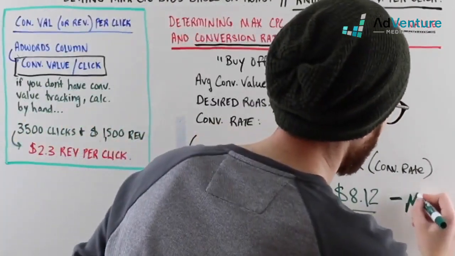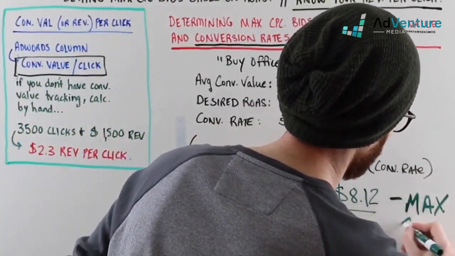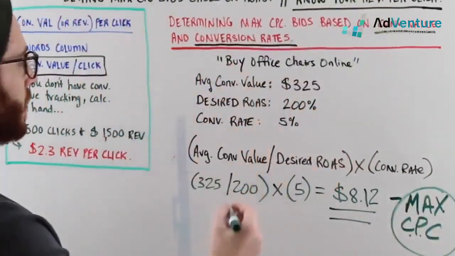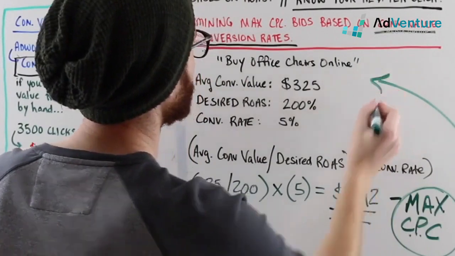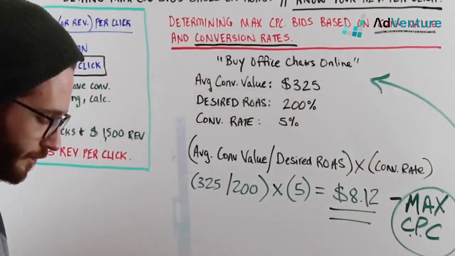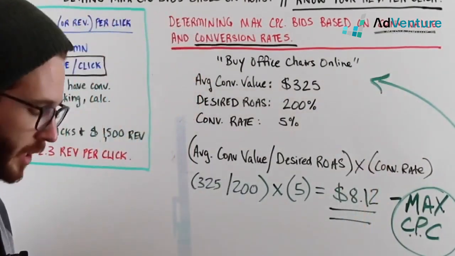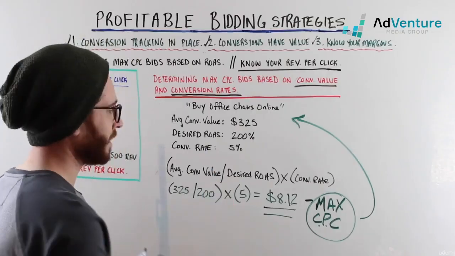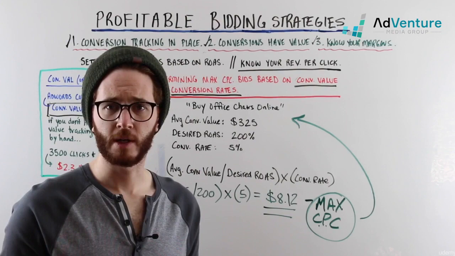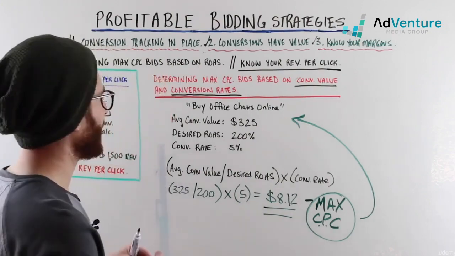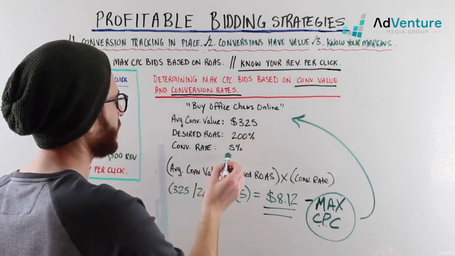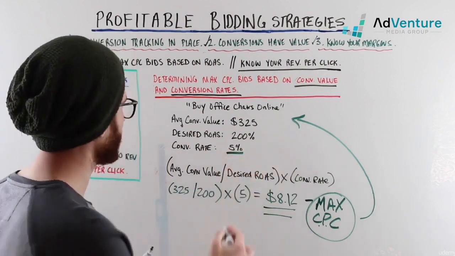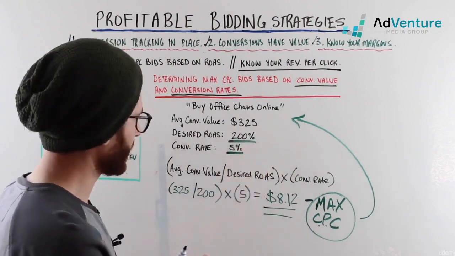This is what you should do for your max CPC bid for the keyword buy office chairs. That's how it works. It's a really interesting formula, and it's really helpful knowing your conversion rate. Now notice that I don't need to know my click-through rate in this scenario. I just need to know my average conversion value, my conversion rate, that's the key, the percentage of clicks that are converting, and what I want to be making.